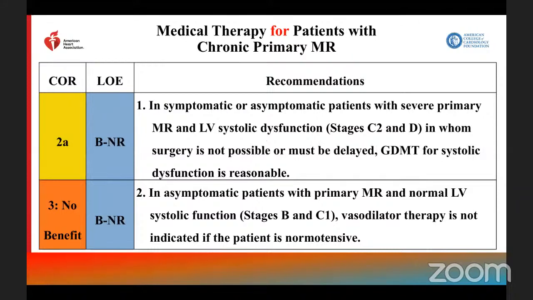In asymptomatic patients with severe primary MR and LV systolic dysfunction, stages C2 and D, in whom surgery is not possible or must be delayed, guideline-directed medical therapy for systolic dysfunction is reasonable, class 2A. But in asymptomatic patients with primary MR and normal LV, vasodilator therapy is not indicated if the patient is normotensive. That's class 3 with no benefit of such intervention. Usually the role of vasodilator therapy is for acute MR, not for chronic MR.